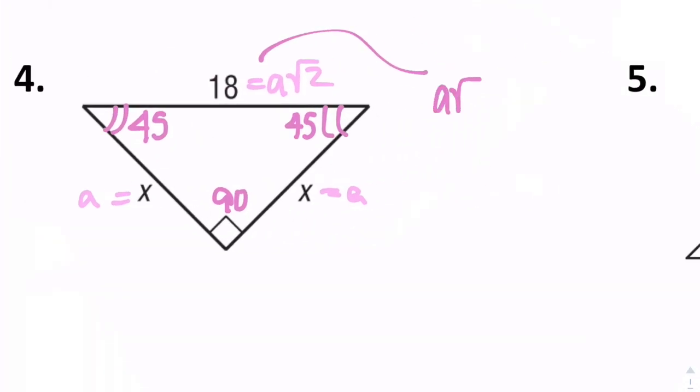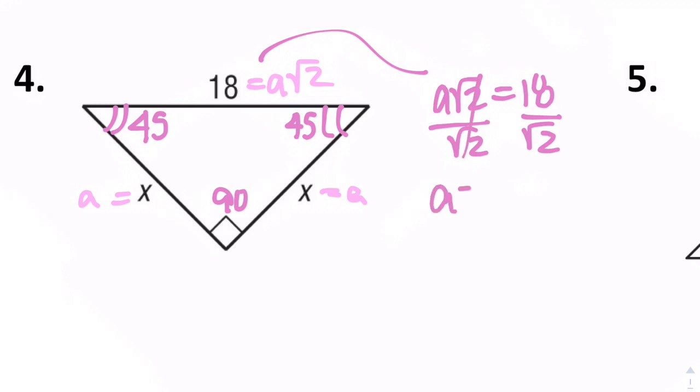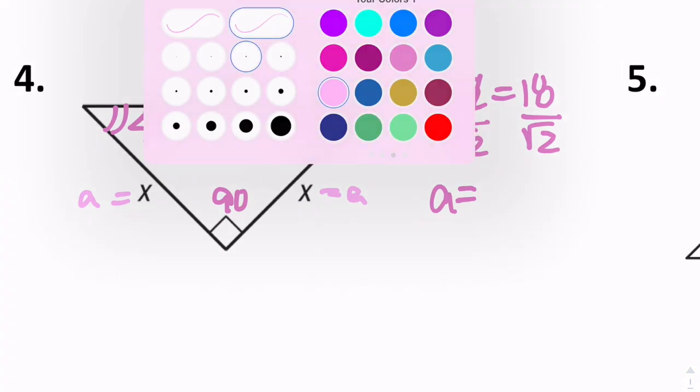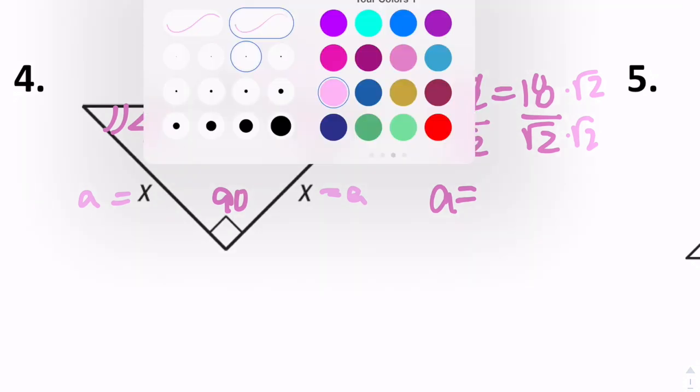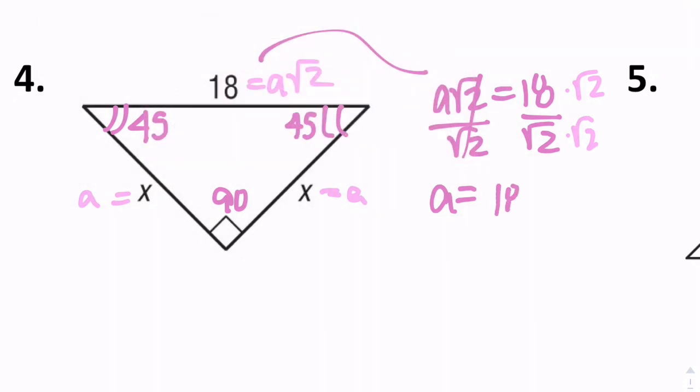So a root 2 is equal to 18. Let's divide by root 2. Divide by root 2. A is equal to, and remember I need to rationalize that denominator. So I'm going to multiply both sides by root 2. So I have 18 root 2 over 2.